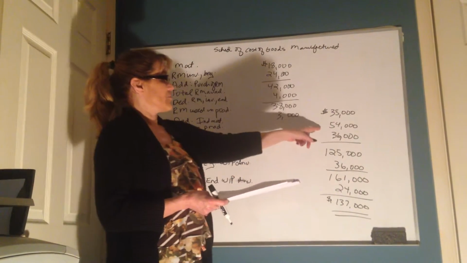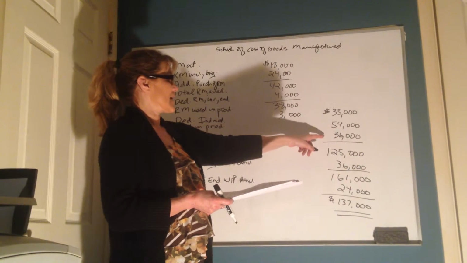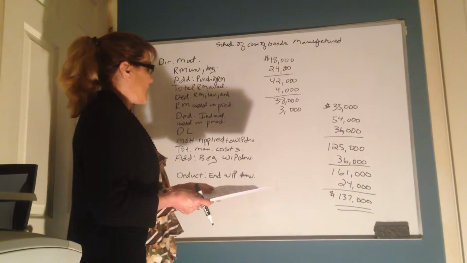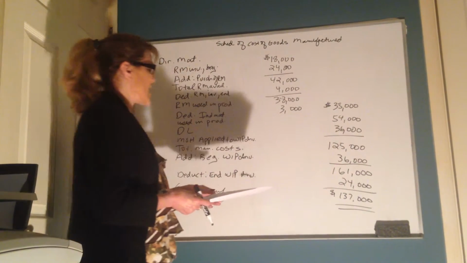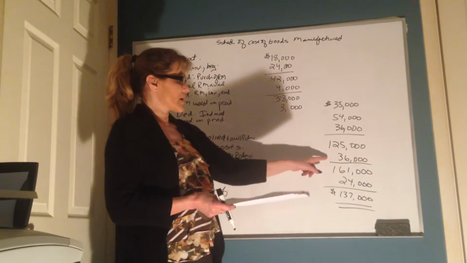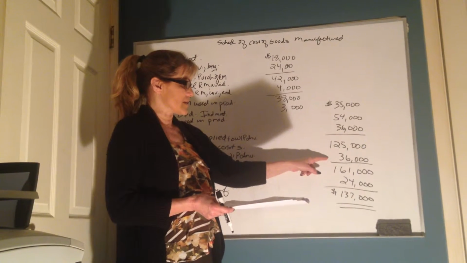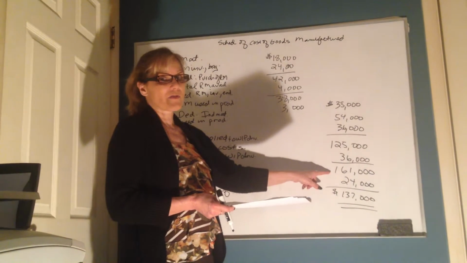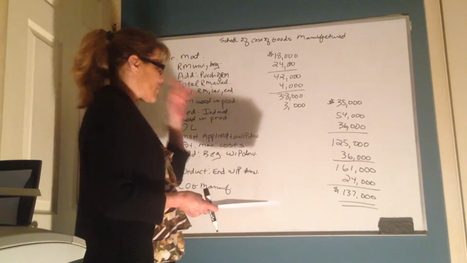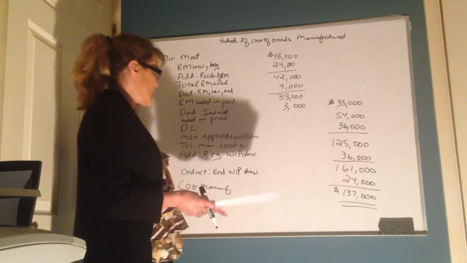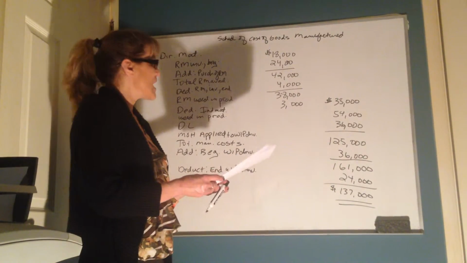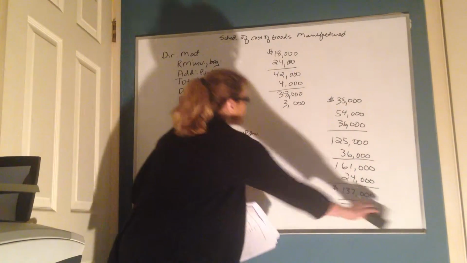We're then going to add our direct labor of 54,000 and our overhead of 36,000 that we applied, and that gives us a total of 125,000. That's our total manufacturing costs. We then add our beginning work in process inventory of 36,000, which gives us 161,000. We subtract our ending work in process inventory, which was 24,000, and that gives us cost of goods manufactured of 137,000.